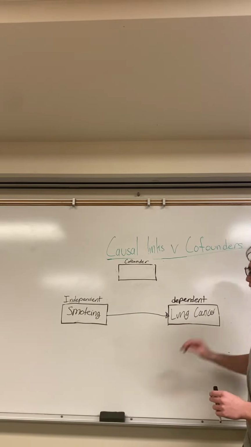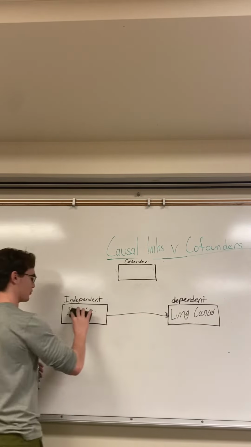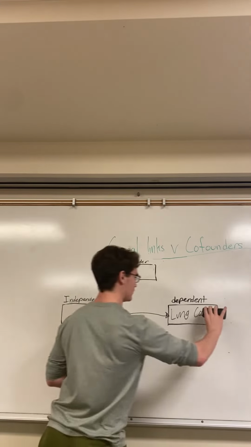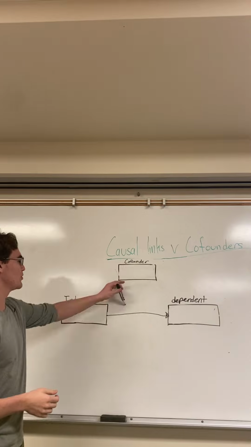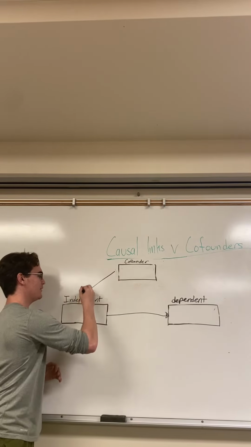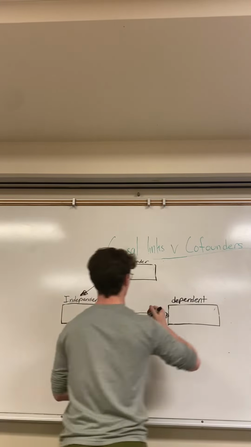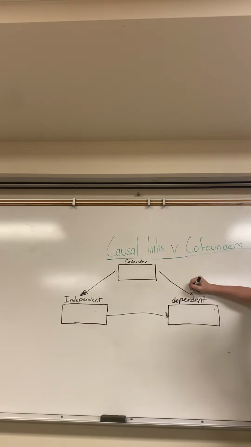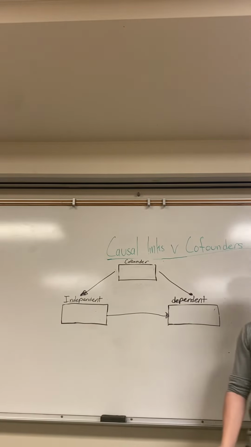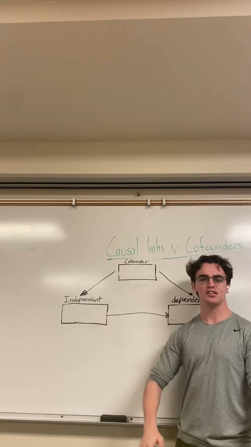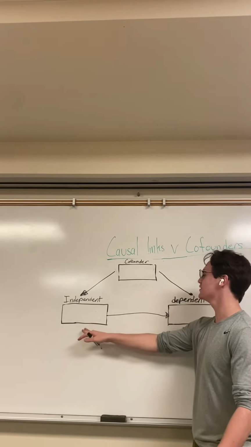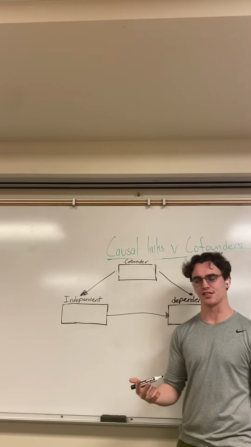Now, when we're talking about confounding variables, let me just erase this real quick. A confounding variable will affect both your independent variable and your dependent variable. And the problem with confounding variables is that it will make it look like these two variables still have a true association. It fakes a causal link, you could say.